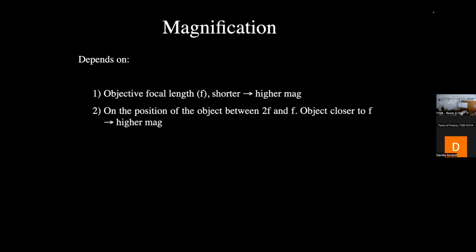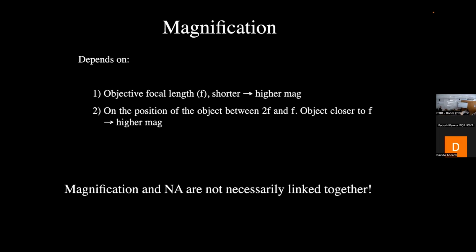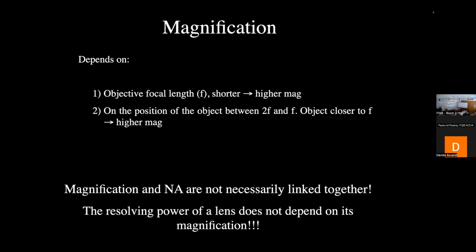But if you put it at f, then you don't see anything anymore, because you will not have a real image anymore, and you will have an image at infinity. Magnification and numerical aperture are not necessarily linked together. These are two completely independent parameters of a lens. And very importantly, the resolving power of a lens does not depend on its magnification. This might turn your world upside down, but it is true.